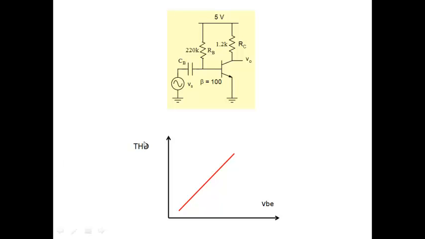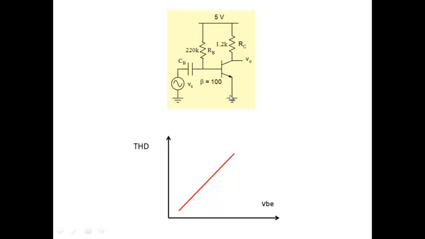Distortion, measured in total harmonic distortion, THD, increases with the magnitude of the input voltage, the voltage that I apply between the base and emitter junction here. As I increase VBE, the harmonic distortion in the output also increases. As a rough rule of thumb, if the base emitter voltage is 5 millivolt, I would get roughly 5% harmonic distortion. If the base emitter voltage is 10 millivolt, I'll get 10%.